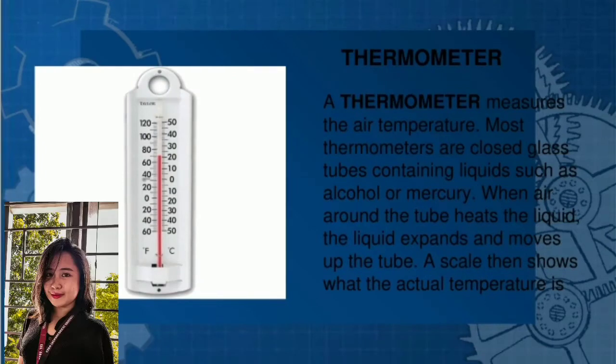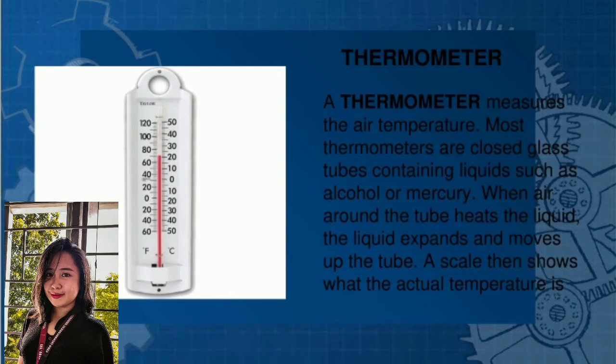The answer is thermometer. Now, let's talk about what a thermometer is. A thermometer measures the air temperature. Most thermometers are closed glass tubes containing liquid such as alcohol or mercury. When the air around the tube heats the liquid, it expands and moves up the tube. A scale then shows what the actual temperature is.